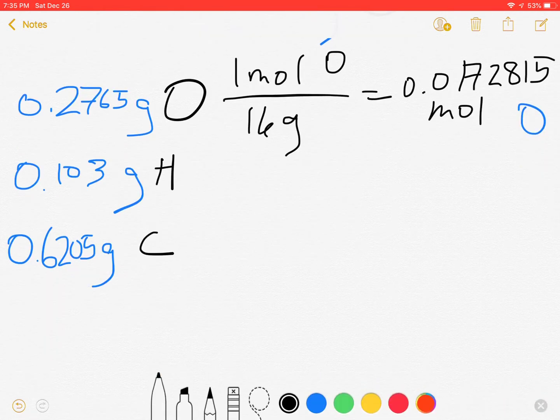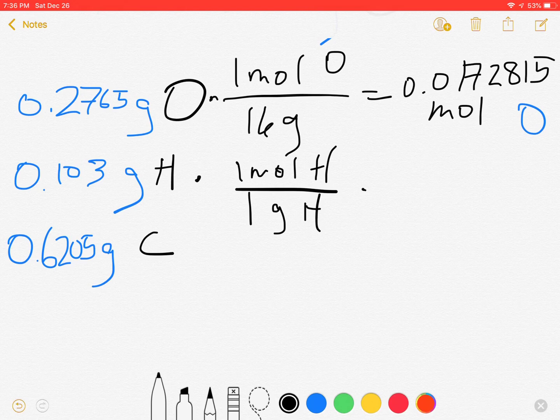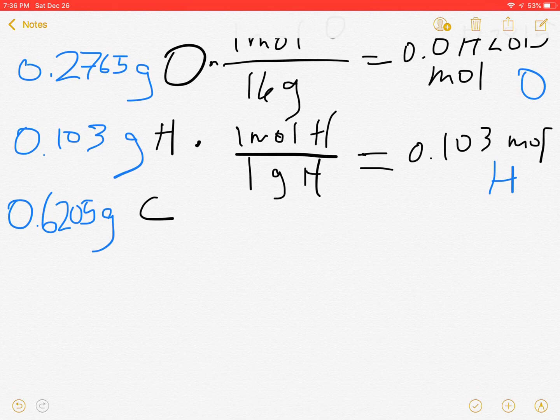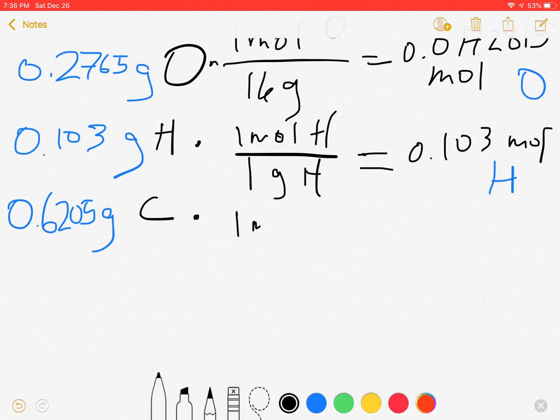Let's erase this, make it a different color. And then we can go from grams of hydrogen into moles of hydrogen. So we multiply all these values. So 1 mole of hydrogen has 1 gram of hydrogen. Lucky for us, that's just 1 times 0.103. So that just leaves us with exactly 0.103 moles of hydrogen. And now we also have to convert from grams of carbon to moles of carbon.